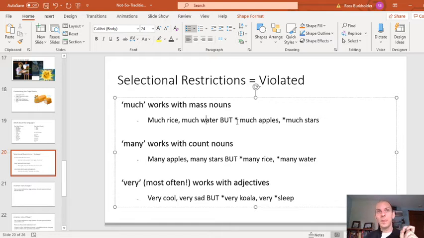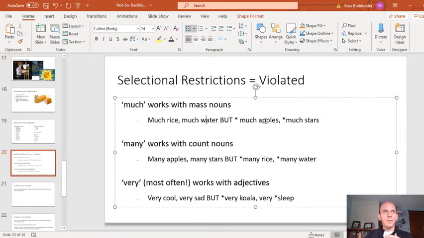And many works the opposite way. It works very well with count nouns: many apples, many stars, many games, whatever. But it doesn't work with mass nouns. So they're complementary in that sense. So many rice, many water, doesn't work. Ungrammatical. Put the stars next to these ungrammatical ones.